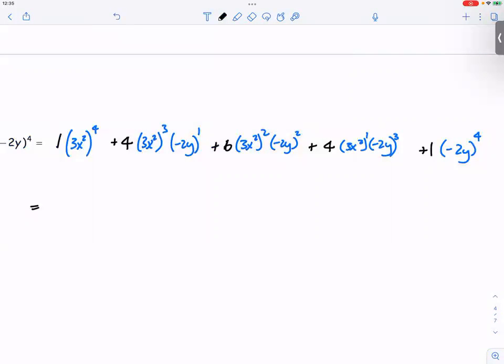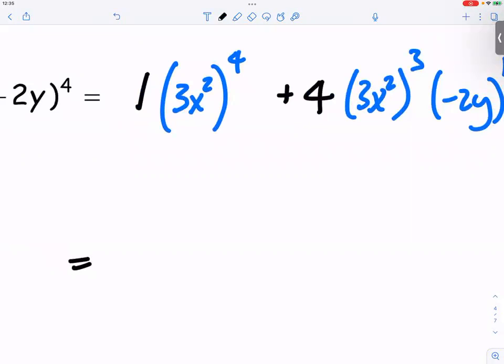You move forward to where? Well, let's clean up. Again, always take care of the variable. This will be x to the what power? X to the, not 6, but 8th power. Okay. And what is 3 to the 4th power? 3 to the 4th power is 81.